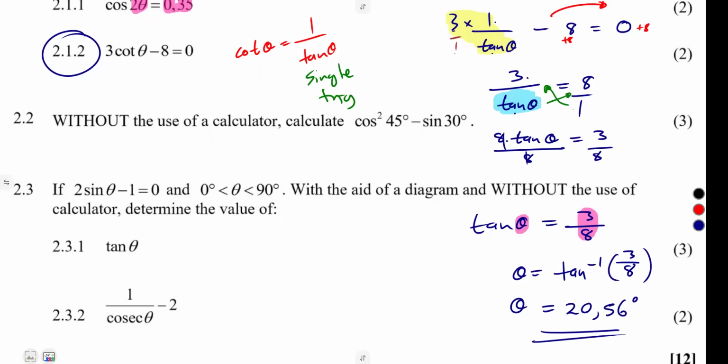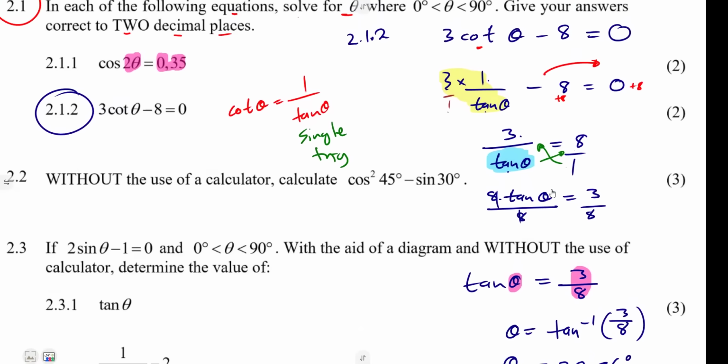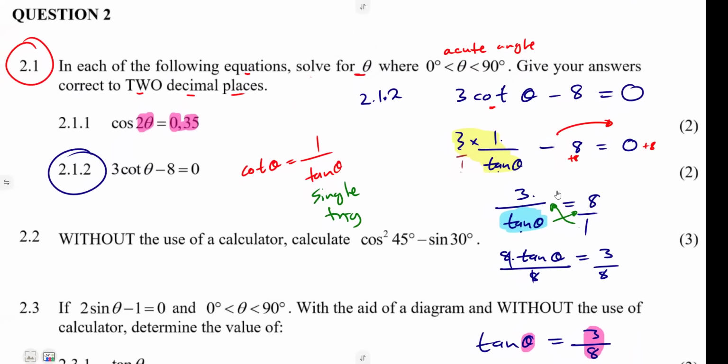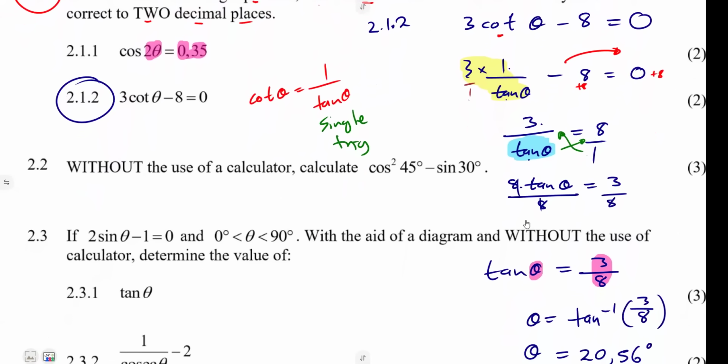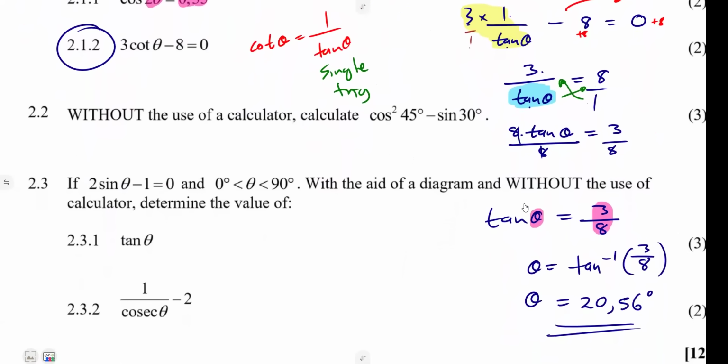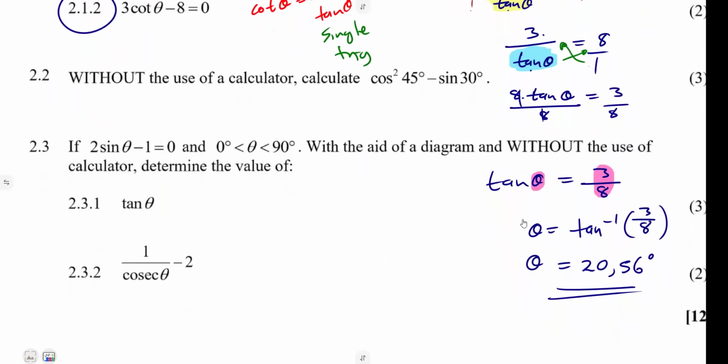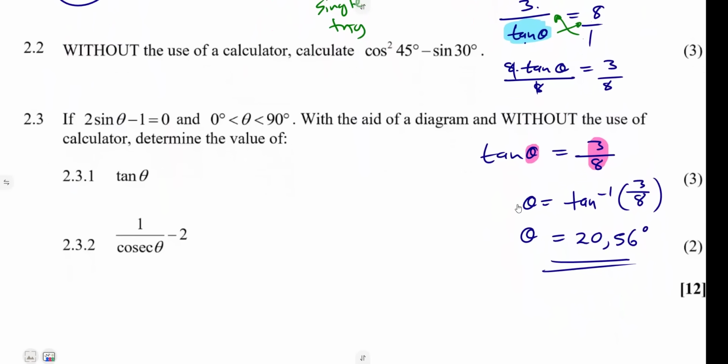So that is how you play around with these questions. All right, you see, guys, just solving. So just understand that cot from a tan, we can take it from a tan. It is easier that way because we do not have cot on the calculator. So we have to use tan because we have tan on our calculators.